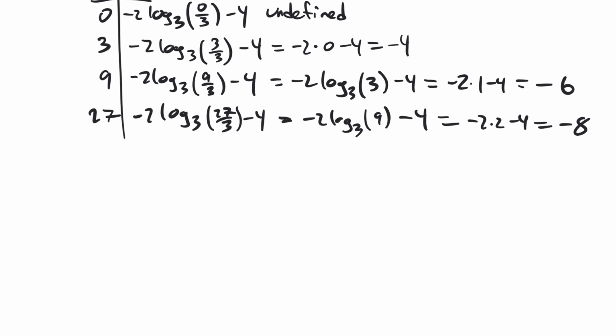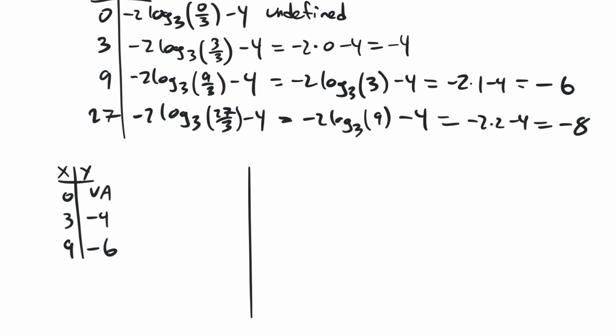All right, so let's go ahead and just clean up this table here. It looks a little wild. So we got x and y, we got 0, 3, and 9. I'm going to ignore that 27. I think it's too big to fit on the graph. This is my vertical asymptote. This is -4. This is -6.